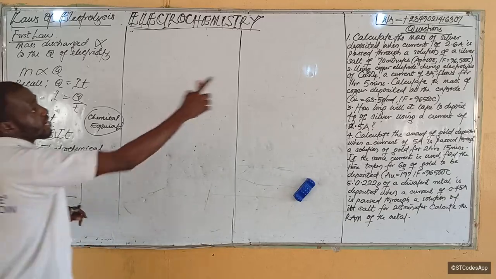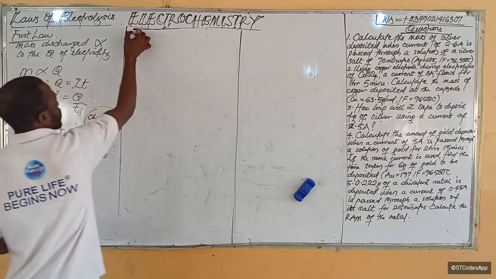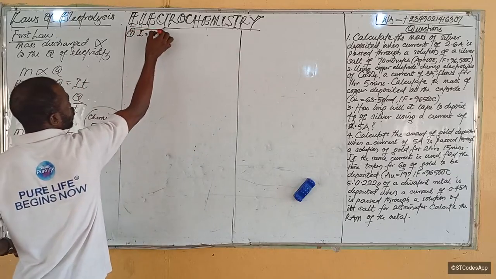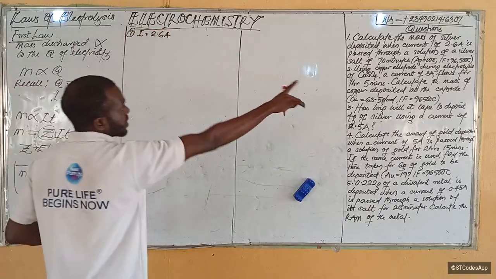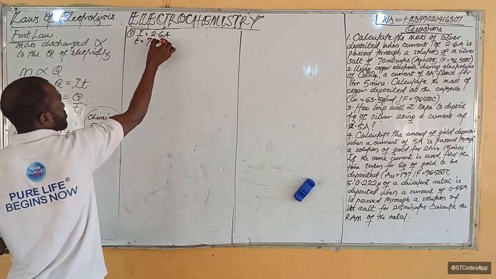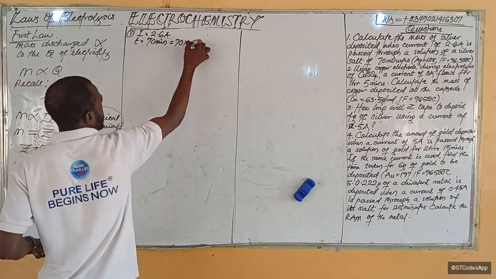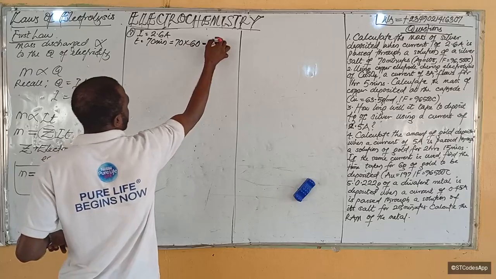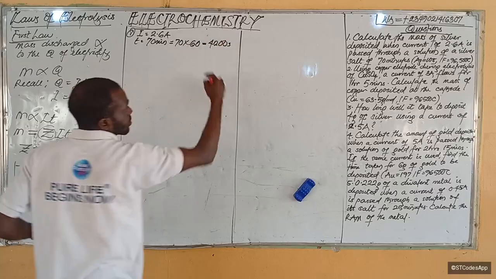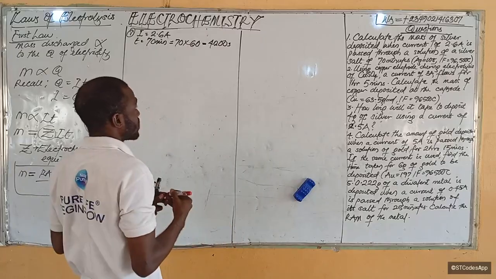Calculate the mass of the silver deposited. So question 1: when a current of 2.6 amperes is passed through a solution of silver salt for 70 minutes. Time is 70 minutes. We have to convert this to seconds, that's times 60, 7 times 6, 4200 seconds. And silver is the one that is being deposited here.